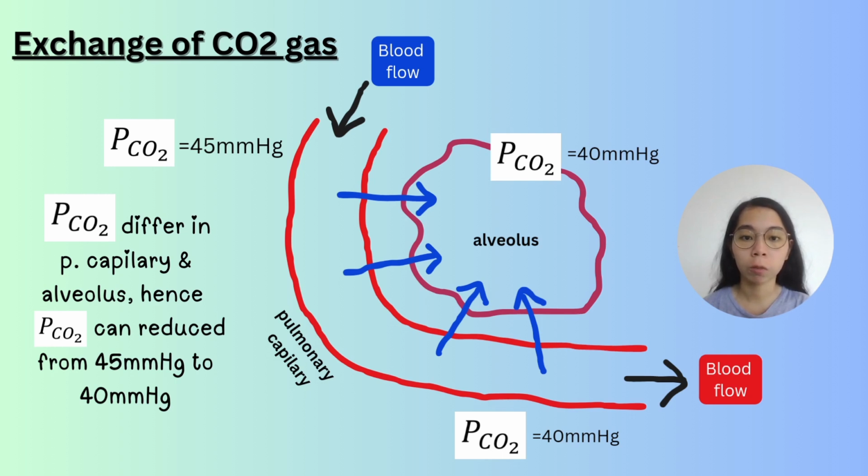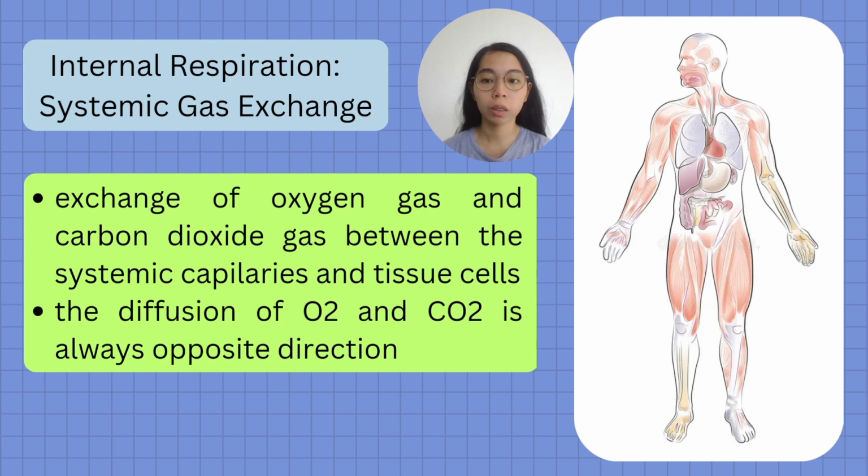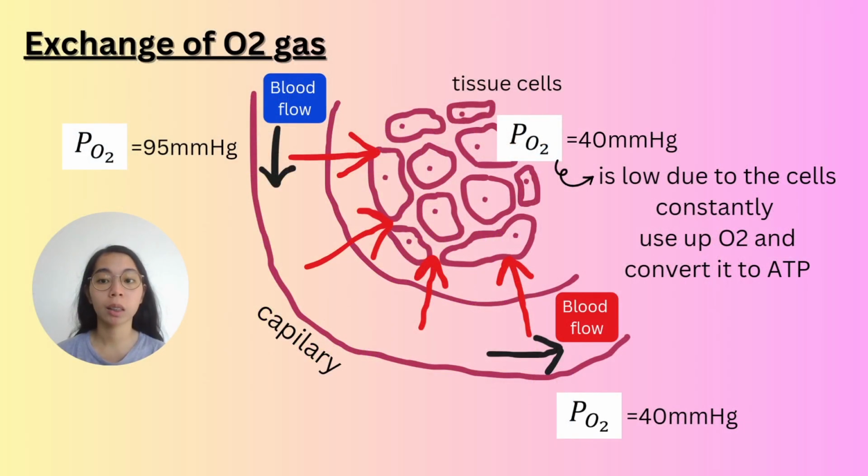And at the end of the blood flow, the partial pressure of carbon dioxide will become 40 mmHg. After that, we will talk about the internal respiration, which is also known as the systemic gas exchange. It is the exchange of oxygen gas and carbon dioxide gas between the systemic capillaries and tissue cells. The diffusion of oxygen and carbon dioxide in this case is also the same, which is in the opposite direction.